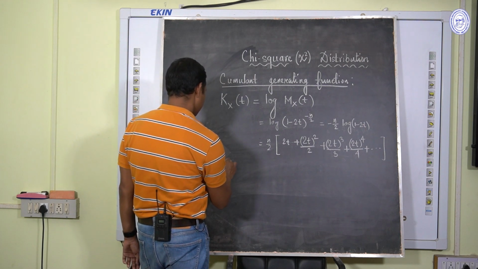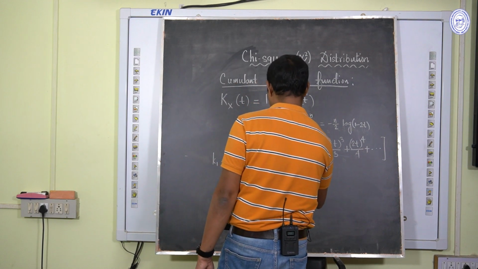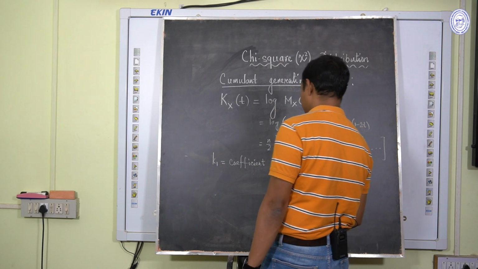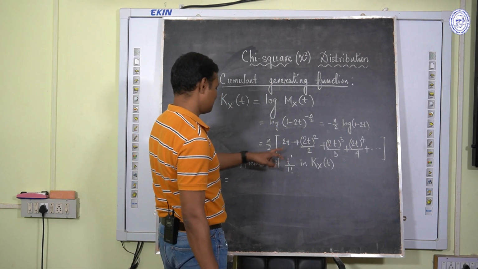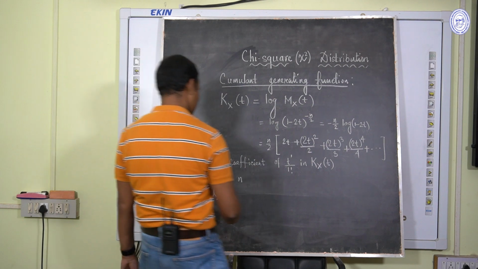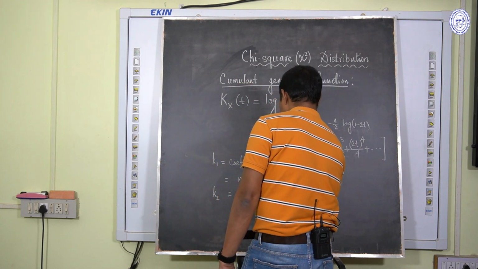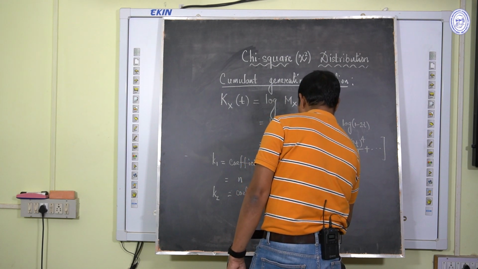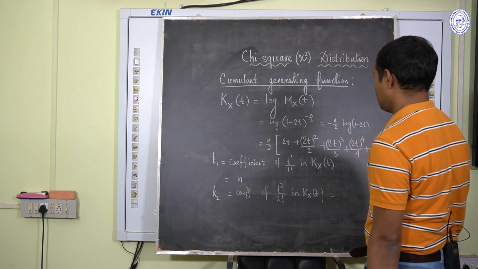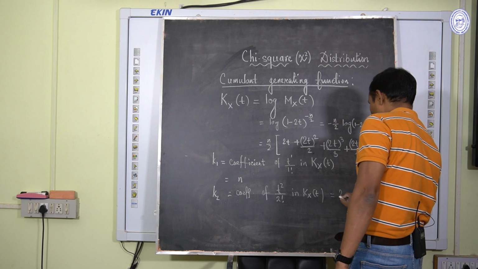Now k1 equal to coefficient of t to the power 1 by 1 factorial in capital K_X(t), equal to n. Small k2 equal to coefficient of t square by 2 factorial in K_X(t), equal to 2n.